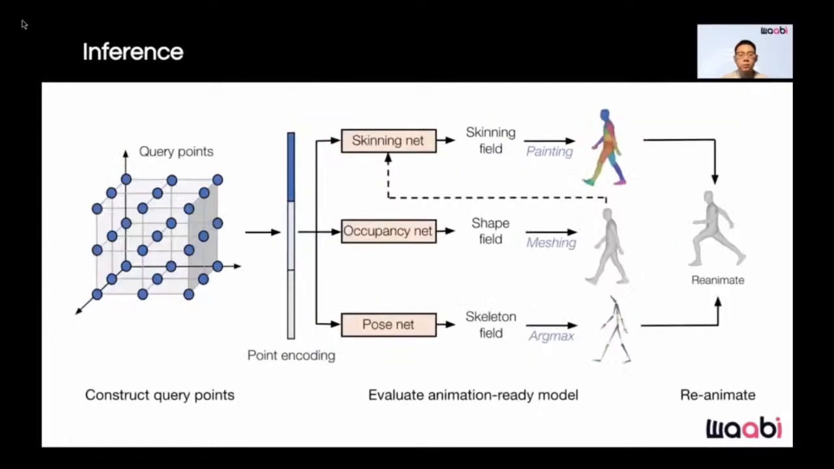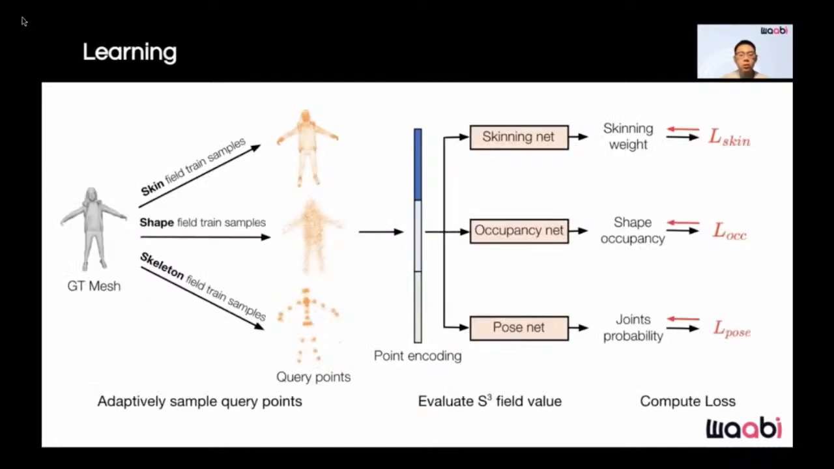Now, given learned S-cubed fields, how do we infer the human animation model? We first construct a dense grid of query points according to our designed resolution, and then we evaluate the neural S-cubed fields. We then post-process them to obtain the underlying human mesh, skeleton, and skinning weights, which can then be used for reanimation. To train the network, we adaptively sample query points to effectively learn each field. We infer the neural S-cubed values on the sampled points and compute the loss to train our network.